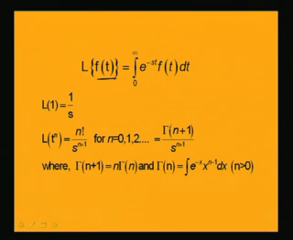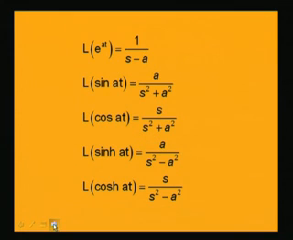So, this is equal to gamma n plus 1 by s to the power n plus 1, and you know this special function gamma. Gamma n plus 1 can be written as n gamma n, and the gamma n function is written by the integral of e to the power minus x, x to the power n minus 1 dx. So, for some commonly used terms, the Laplace transforms are given here.